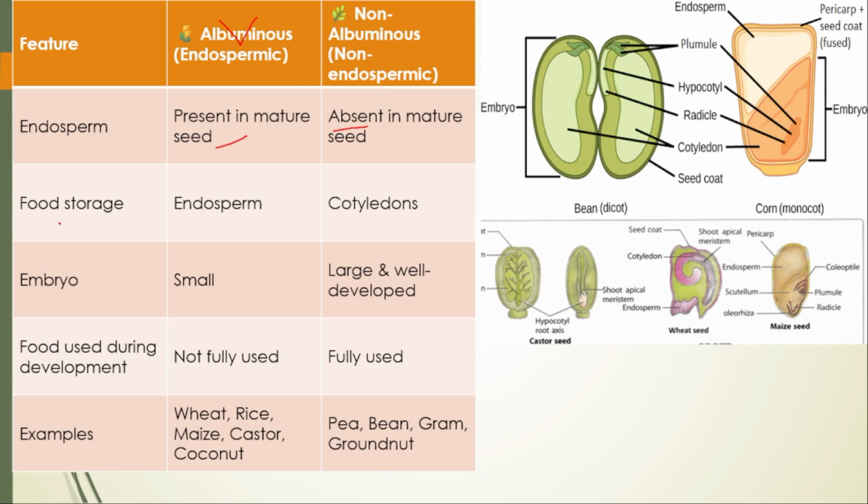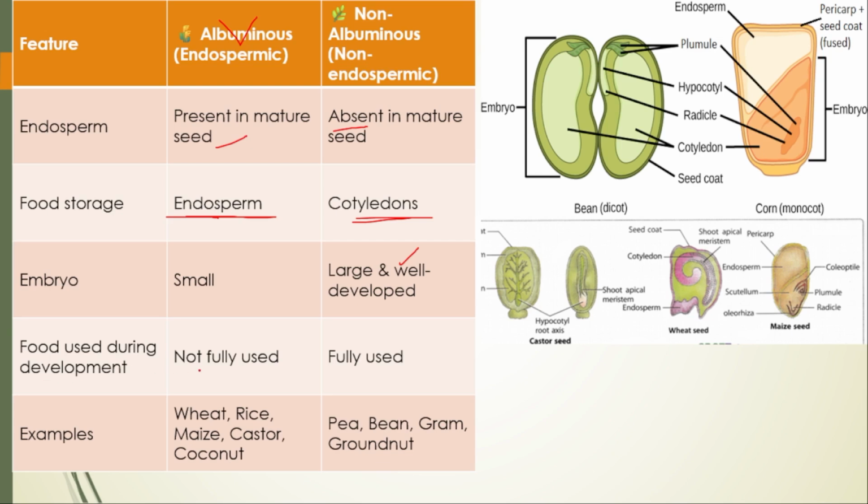What about the food storage? Here the endosperm is the food storage area, and here the cotyledons will be there. The embryo here will be very small, and there will be a large and well developed endosperm. Why? Because it is consuming all the endosperm. That's what it is, large and well developed.